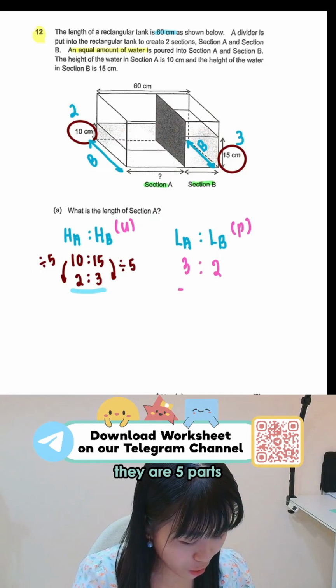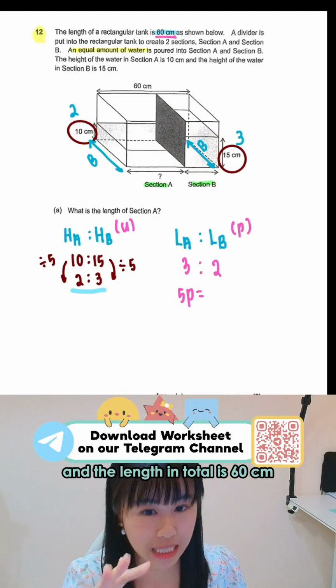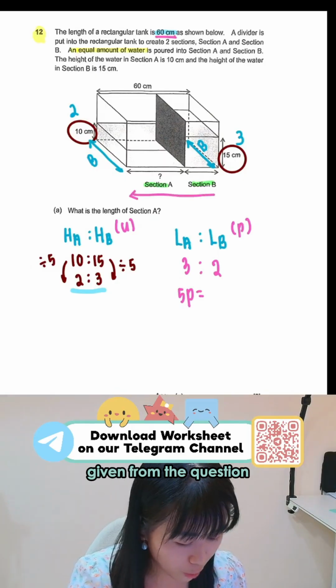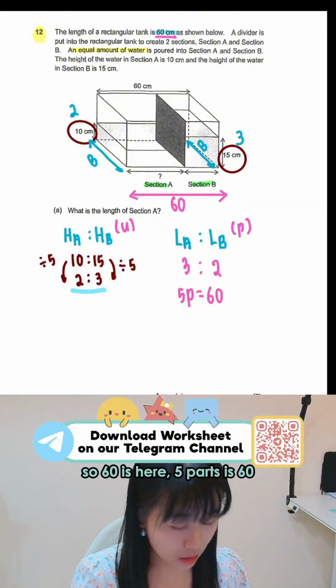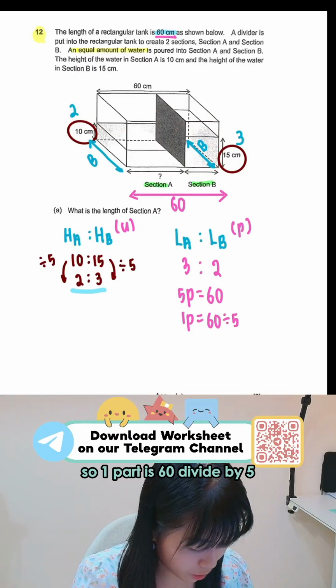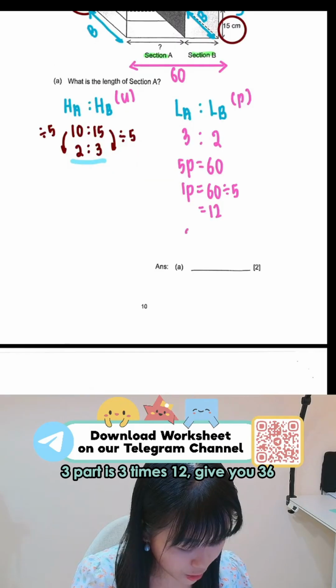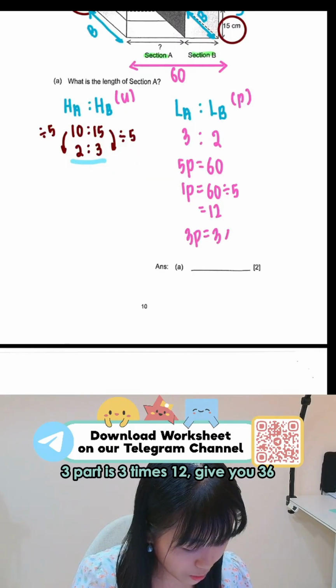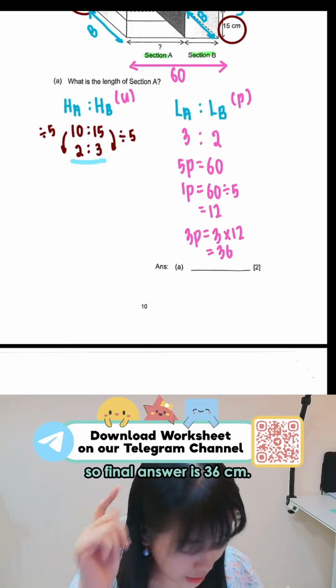Together, they are 5 parts. Their length makes up 5 parts. And the length in total is 60 cm given from the question. So 5 parts is 60. So 1 part is 60 divided by 5. You get 12. If you want the length of section A, that is 3 parts. 3 parts is 3 times 12, which gives you 36. Alright, so final answer is 36 cm.